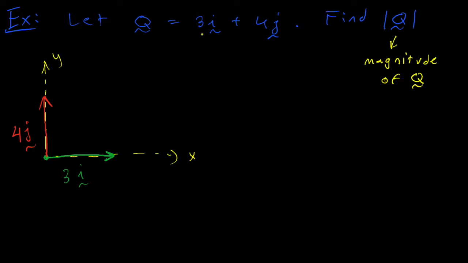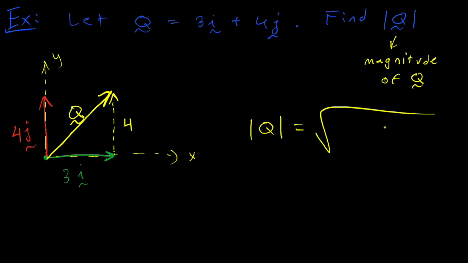So now we know that 3i, so this guy, plus 4j, we're doing head to tail addition. So this would be 4j, would be our resultant vector q. What we're trying to find is the magnitude of q. So for a two-dimensional vector like the one we are seeing here, the magnitude of that vector is the square root of its x component squared plus its y component squared.